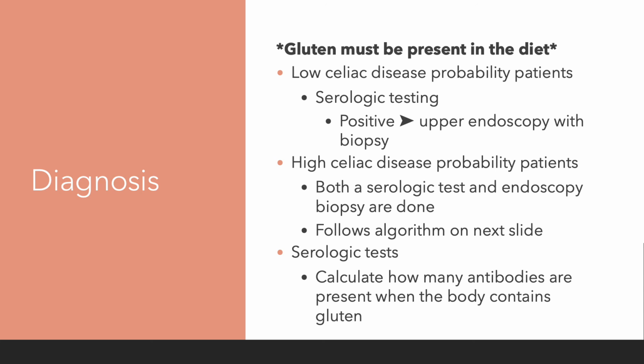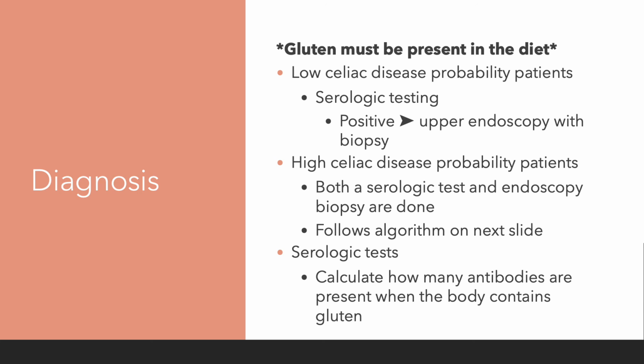Diagnosis. In order to diagnose someone with celiac disease, gluten must be present in the diet. So there's two types of patients. The low celiac disease probability patients, that means they do not have someone in their family, such as a parent or a sibling, that has been diagnosed with celiac disease. So in this case, they'll do a serologic test, and if that comes back positive, they'll have to do an upper endoscopy with a biopsy. This biopsy will look at the microvilli like we did earlier in the presentation, and it will compare to see if it's healthy or not healthy.